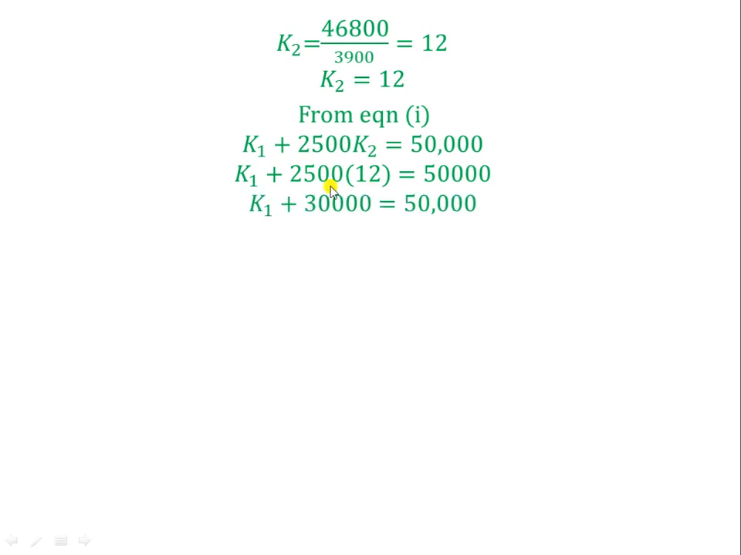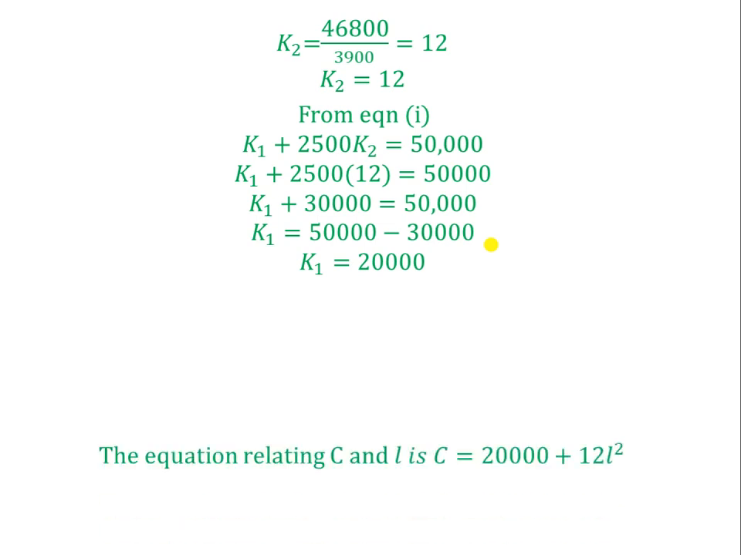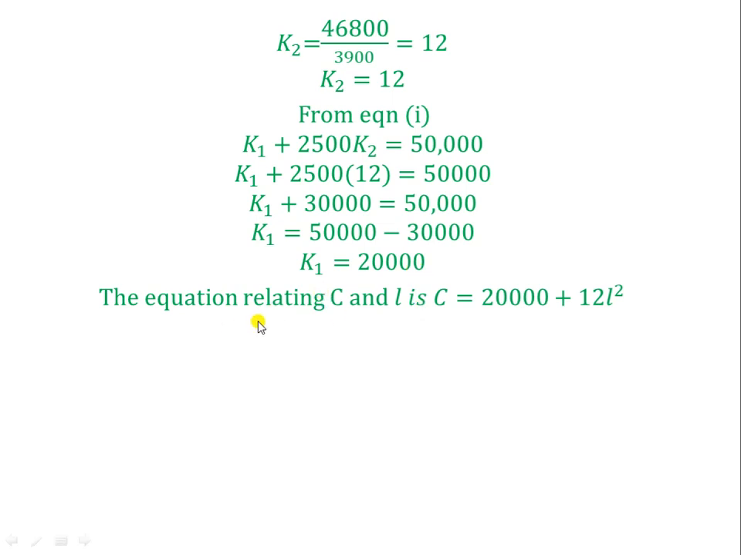And when you multiply 2,500 by 12, you get 30,000, which now gives us K1 plus 30,000 is equal to 50,000. Then we simply take the 30,000 to the right-hand side, and so we shall have K1 as 50,000 minus 30,000. When you do that, you come up with the value of K1 as 20,000. Now that we have the values of K1 and K2, you simply go back and substitute them in the original equation that we started with. And so that gives you the equation relating C and L as C equals 20,000 plus 12L squared.